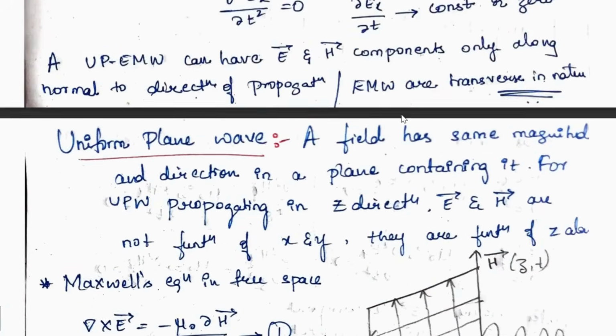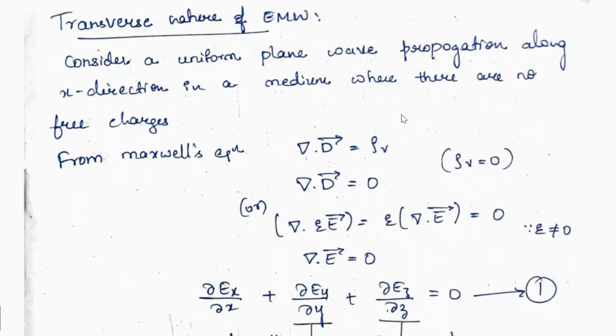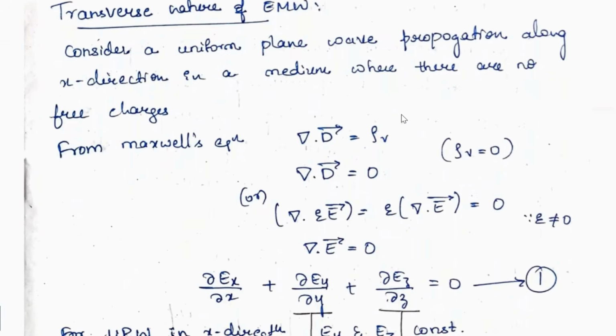Starting with the uniform plane wave. Before going to that, we'll go with the transverse nature of EM wave. That is, consider a uniform plane wave propagating along the x direction in a medium where there are no free charges. From Maxwell's equation, we know that del dot D vector is equal to rho v. Let rho v be 0.